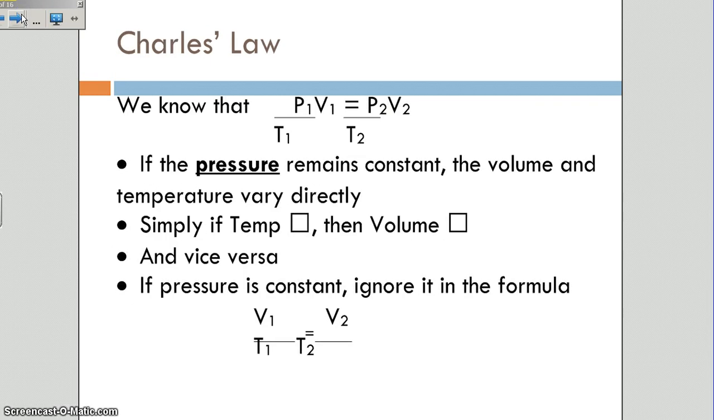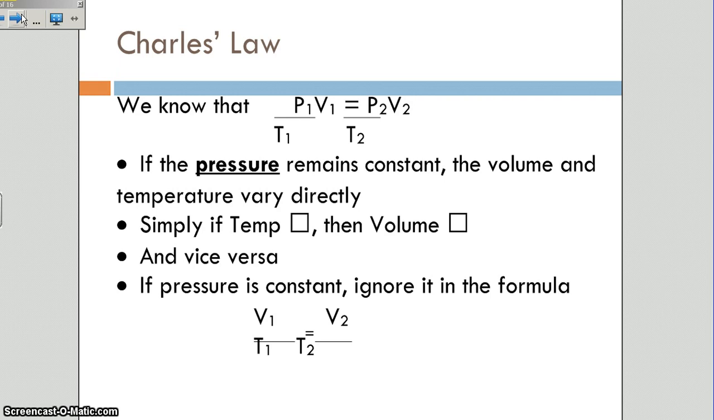So let's talk about Charles's law now, guys. Remember, once again, if you have questions, please write them down at the bottom of the paper. And if I'm moving too fast, pause it. That's what the pause button is for. Charles's law now, look at it.